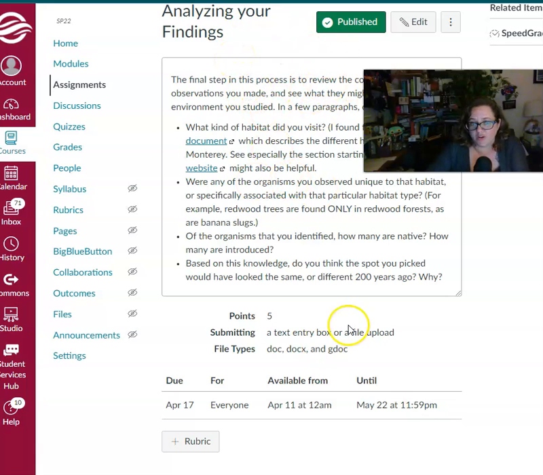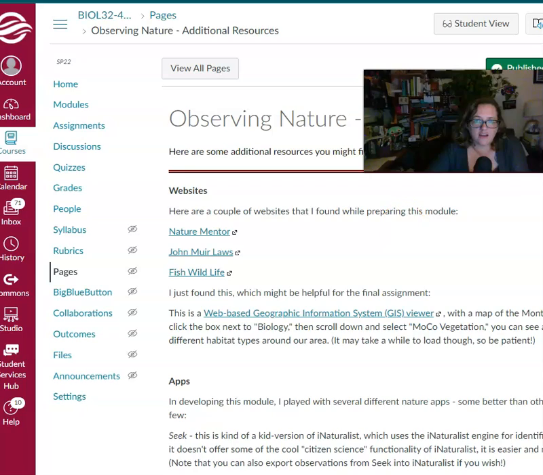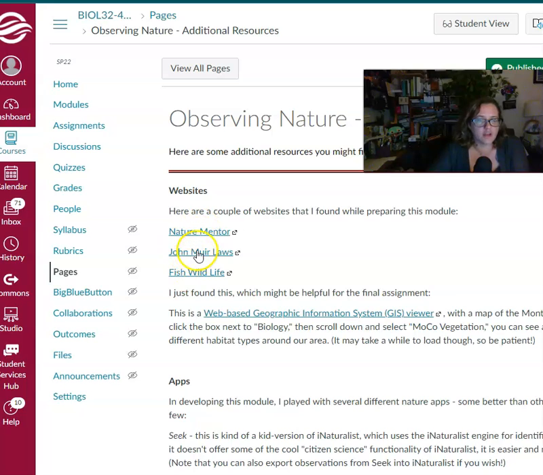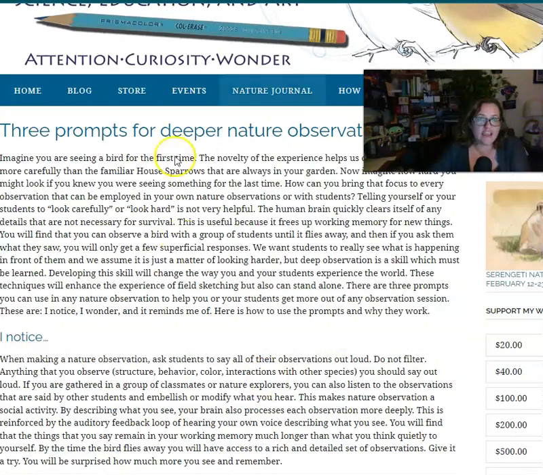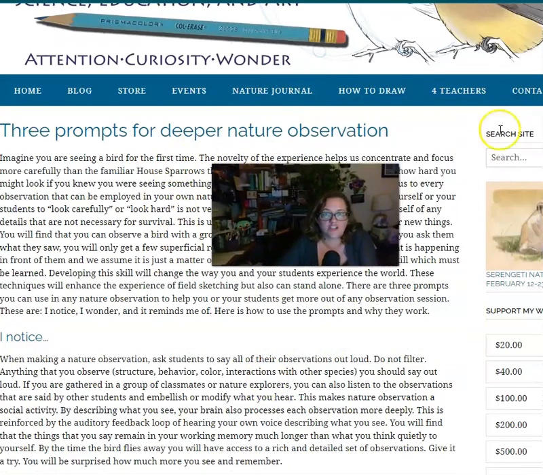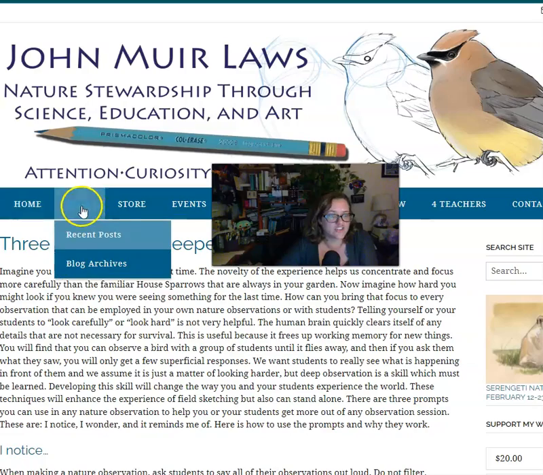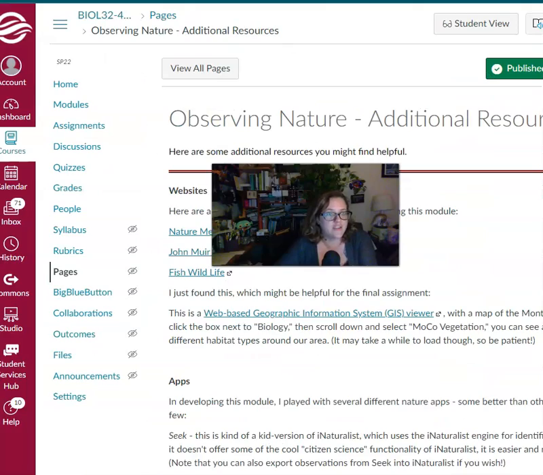That's going to be a nice little list. You can do this as bullet points, so each species is a different bullet point. Turn that in. And here are some more resources if you want. There are some good apps and some good TED Talks. John Muir's Law is the guy everyone uses for nature journaling. He has so many different nature journal things for free on his website that I've used a lot. He's really good at finding interesting things to write about or draw in nature, and it's very fun.